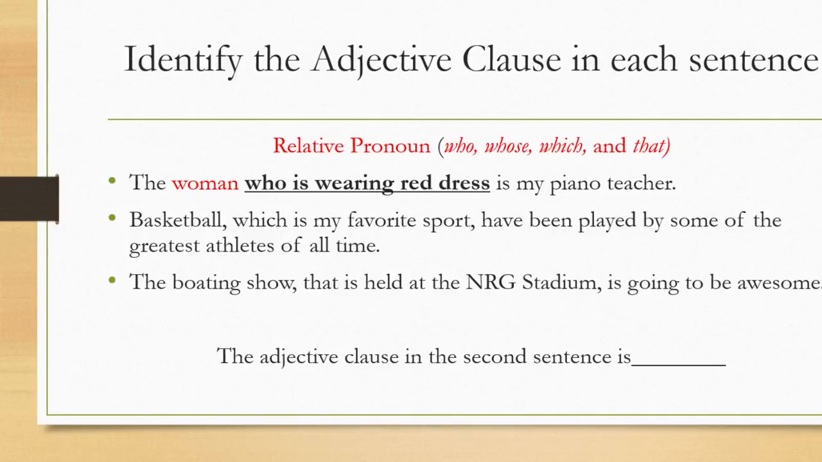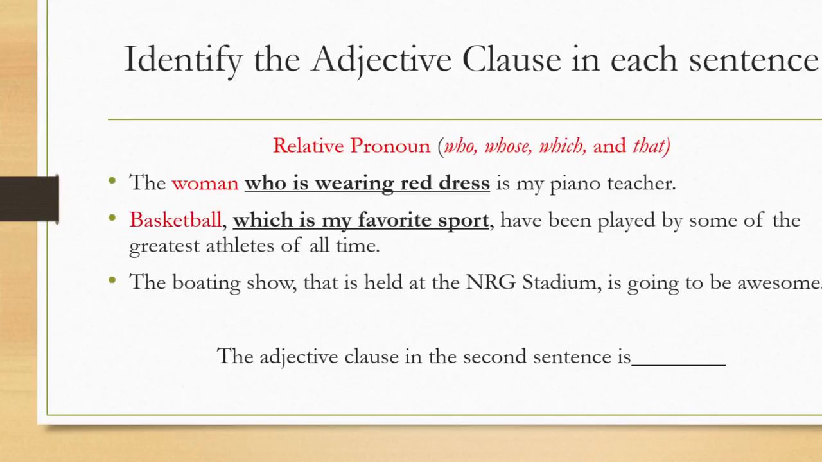Okay, so the next sentence, basketball, which is my favorite sport, has been played by some of the greatest athletes of all time. So in order to find my adjective clause, I'm first going to locate the relative pronoun, because I know that my adjective clause always begins with the relative pronoun. So which is my relative pronoun, and my adjective clause will be which is my favorite sport, and that is modifying or describing basketball.